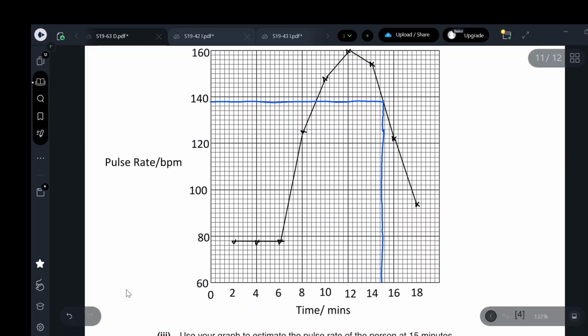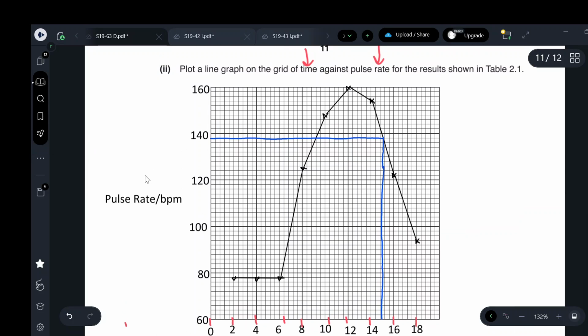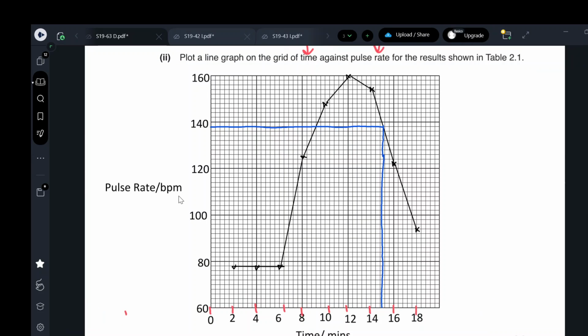The first thing to do, put the labels: time / minutes. 0, 2, 4, 6, 8. Put dashes to know exactly where is the number. Okay? On the y-axis, pulse rate, beats per minute. 60, 80, 100, 120, 140, 160. And then you start plotting your points.